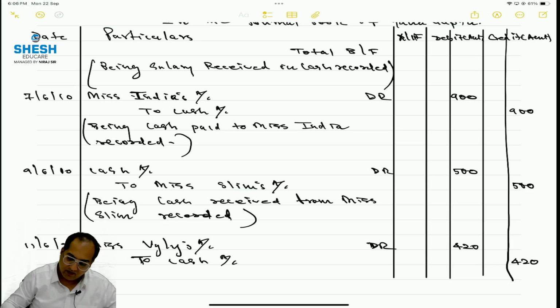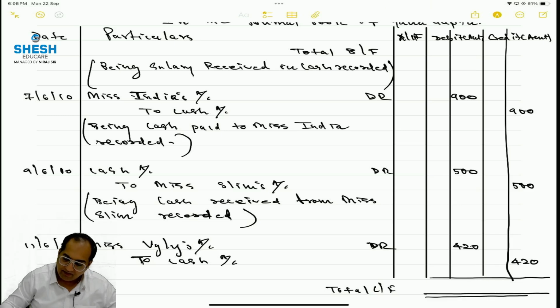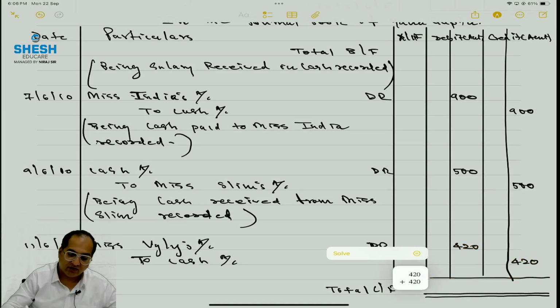Okay. Again the same thing. This is my page 2, last page. I'll write total carried forward. So this will include page 2's entries also and page 1's total also. This will be carried forward to page 3.